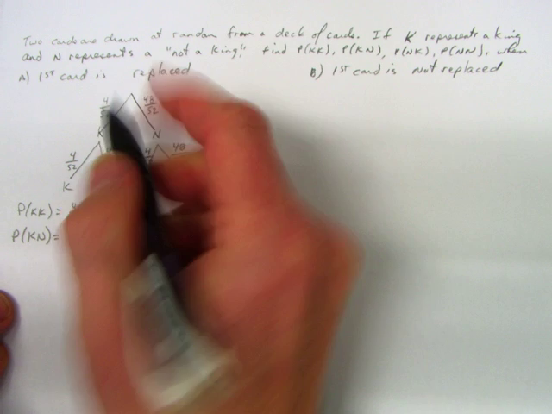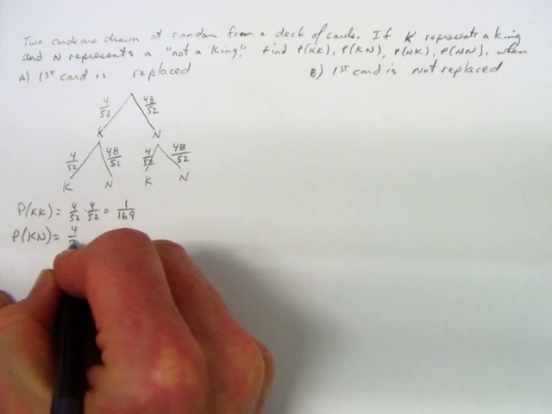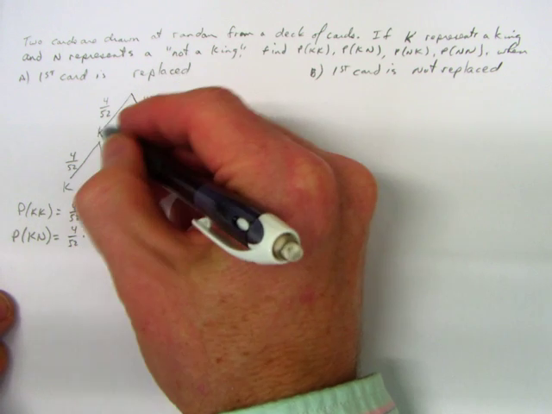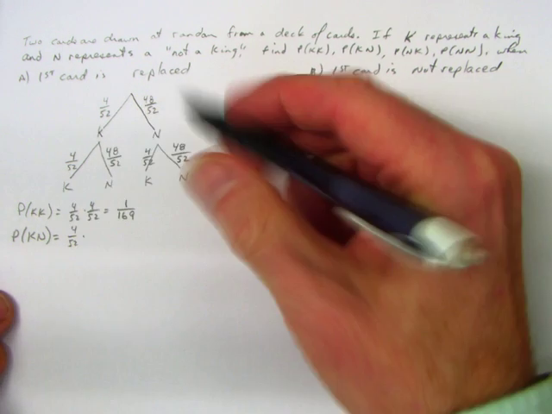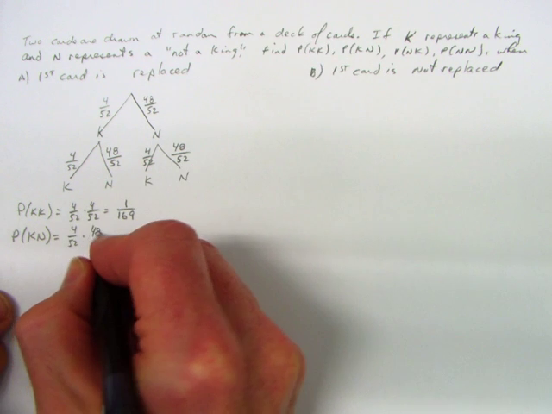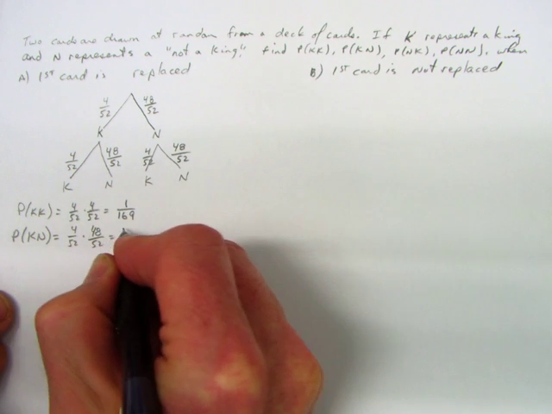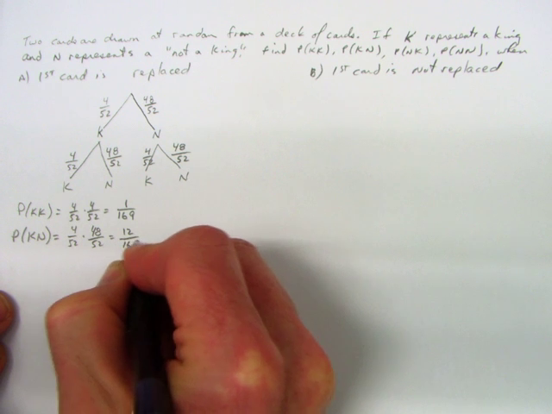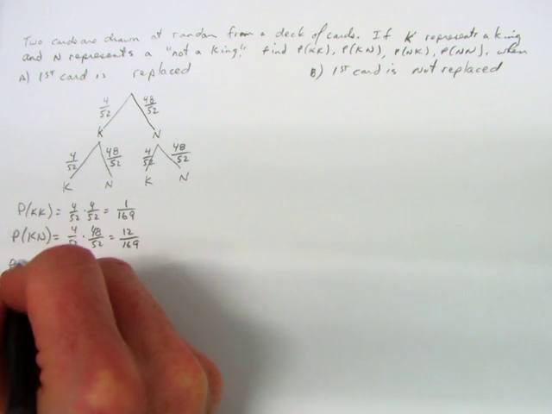P(KN), so we have K, 4 out of 52, and then we follow that down to the N, and that would be 48 out of 52, and that would be 12 out of 169.